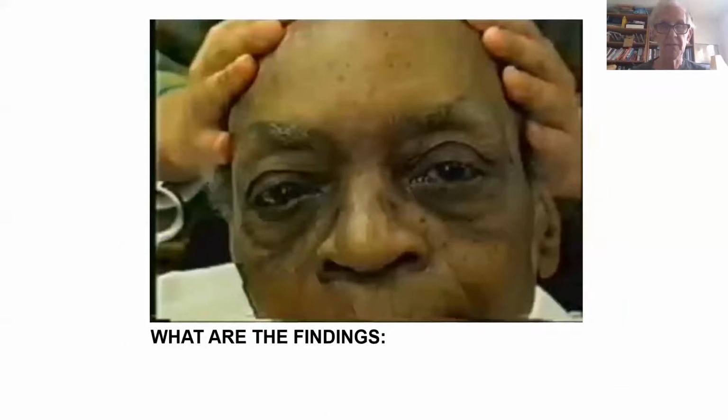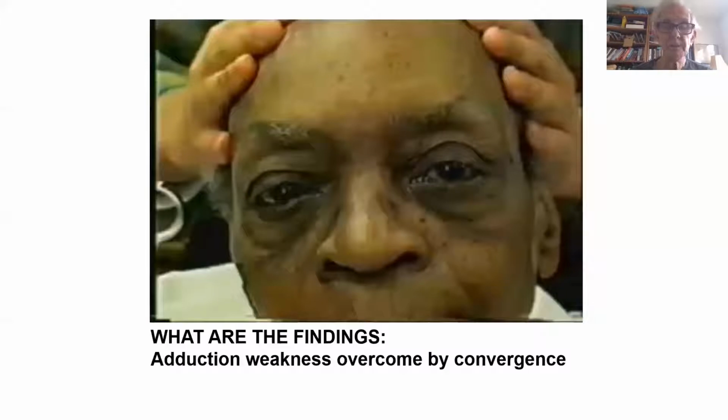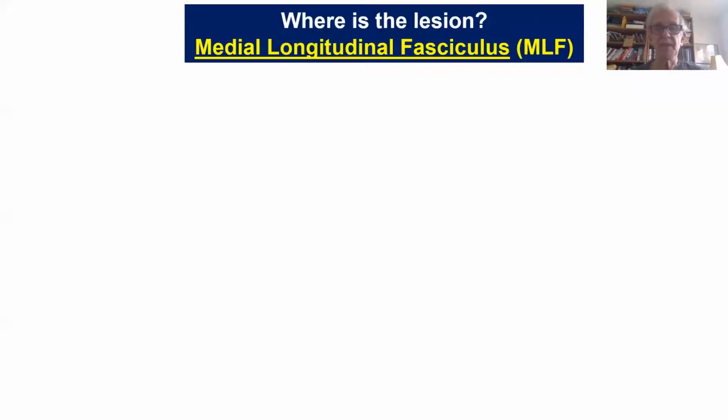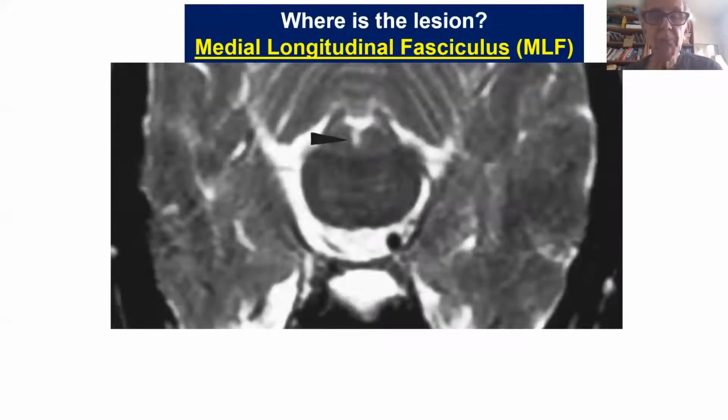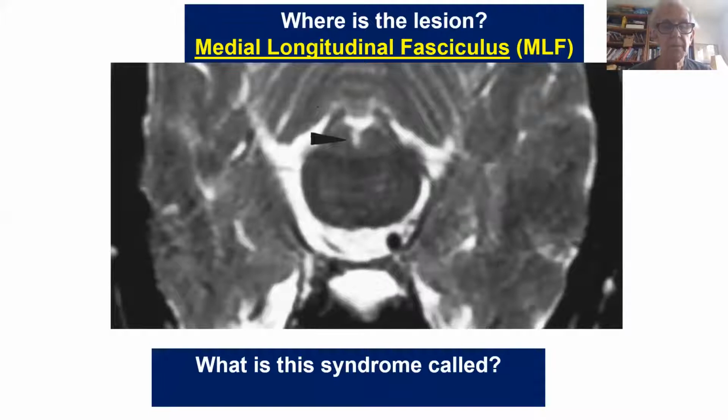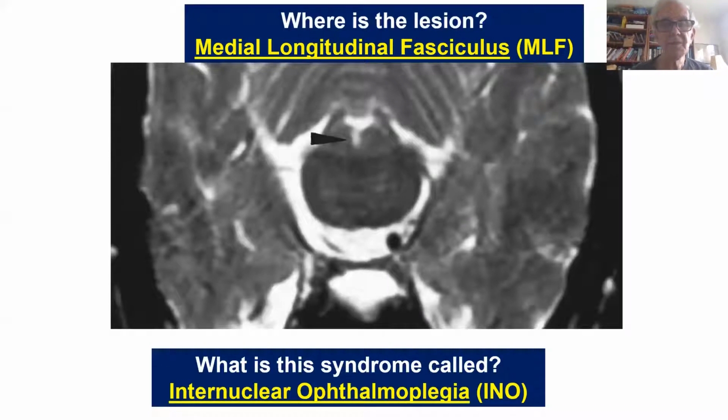What are the findings? Abduction weakness, adduction weakness overcome by convergence, abduction nystagmus. This, of course, we know is the classical lesion in the medial longitudinal fasciculus. There it is. There's the pons, the white part above the arrow. Above the arrow is the bottom of the fourth ventricle. The vertical part is where the MLF, the medial longitudinal fasciculus, is. And this, of course, is internuclear ophthalmoplegia. Textbook case.